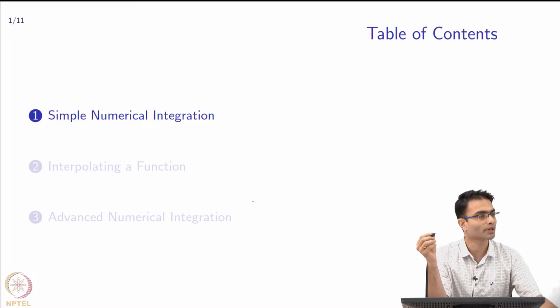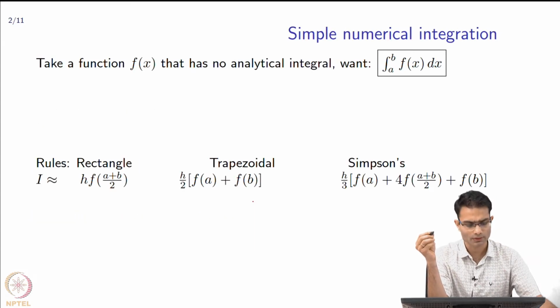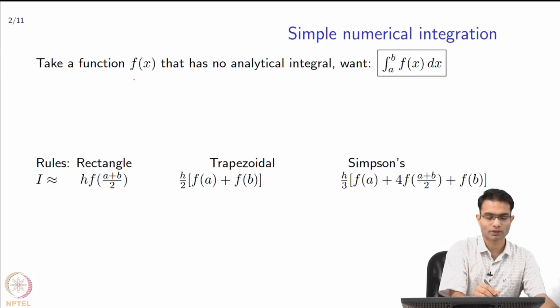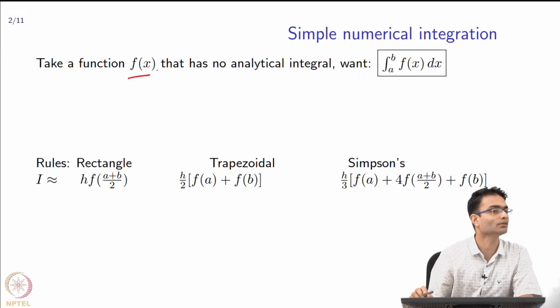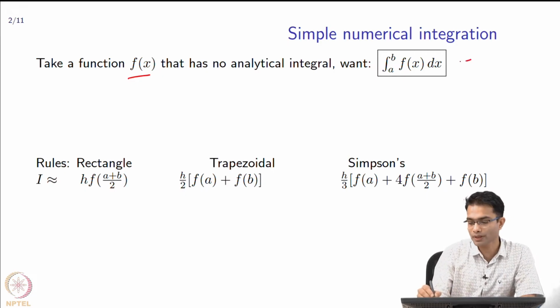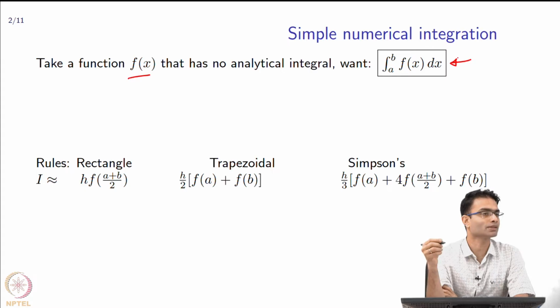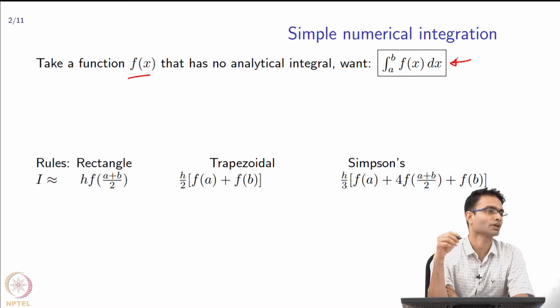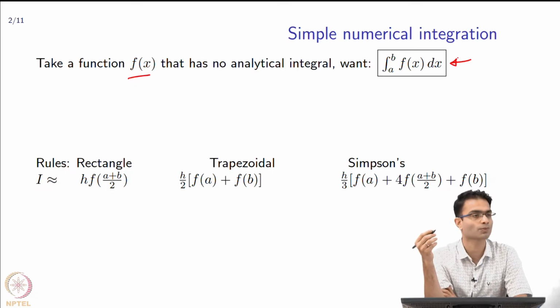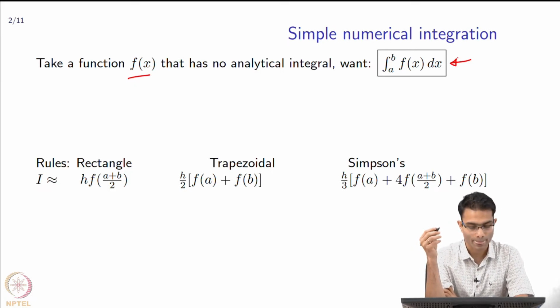We start with simple numerical integration. So, let us take a function f which has no analytical solution for its integral. We all know that there are these kinds of functions which cannot be integrated exactly, and what we want is the integral of this function. These kinds of integrals appear throughout electromagnetics, because the kinds of functions that appear in electromagnetics, you will have Bessel functions of various kinds, they do not have any closed form analytical expression. So, you are faced with this problem of how do I integrate.